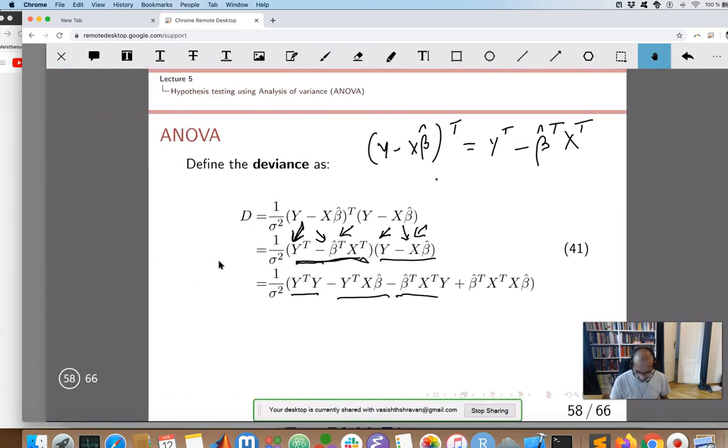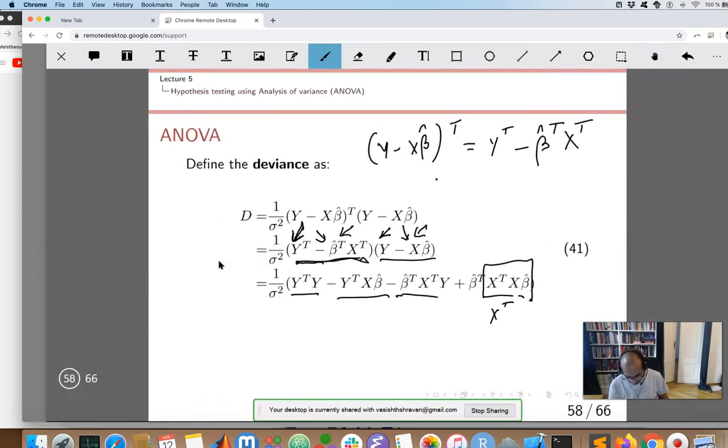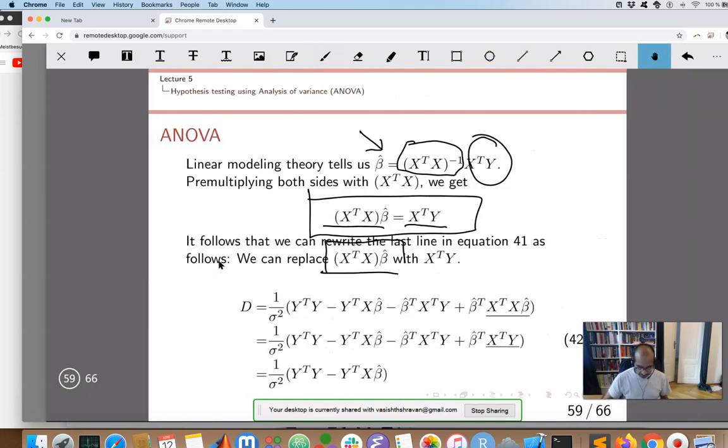X transpose X beta hat is over here, so I'm going to replace this one with X transpose Y, right? That's what's going to happen now. So that's what I've done. I've replaced X transpose X beta hat with X transpose Y.